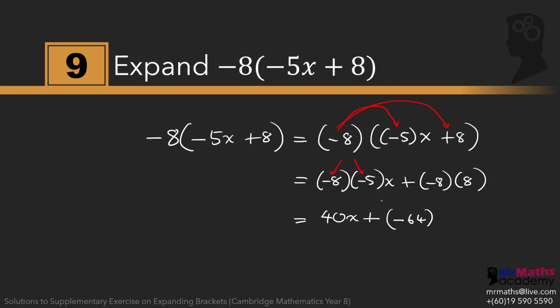And here we are seeing a plus and minus meeting together. So the result is going to be a minus number. So the answer is 40x minus 64. And this is the final answer.